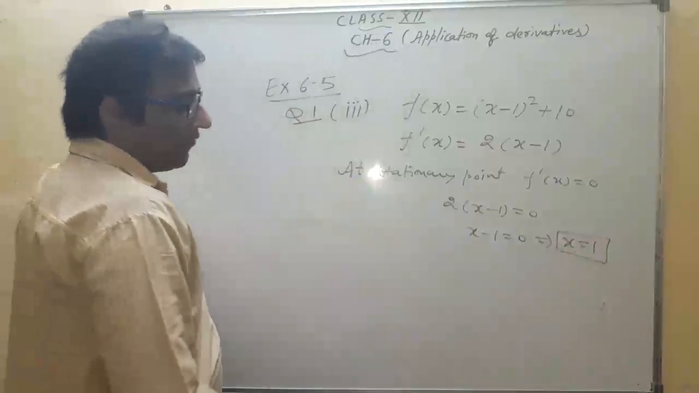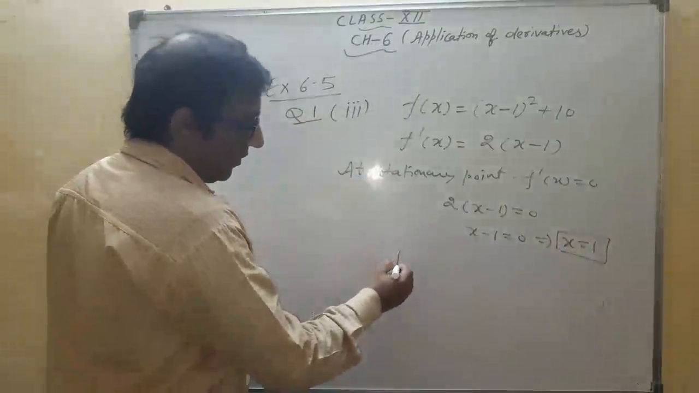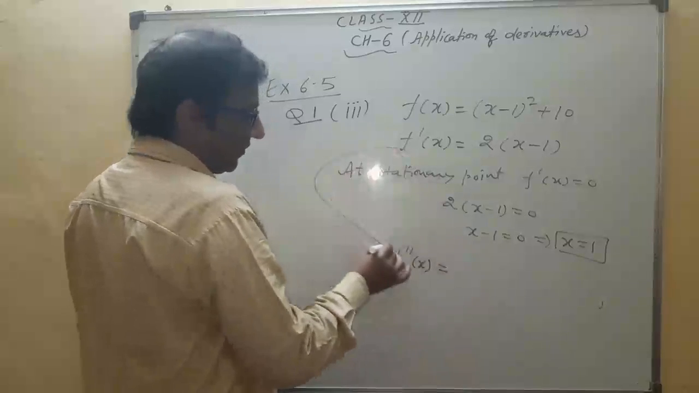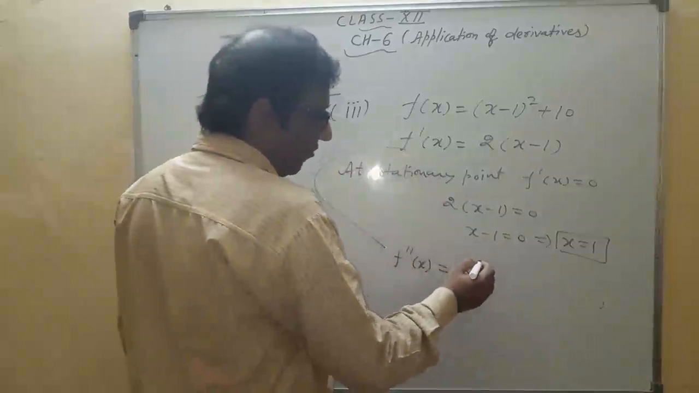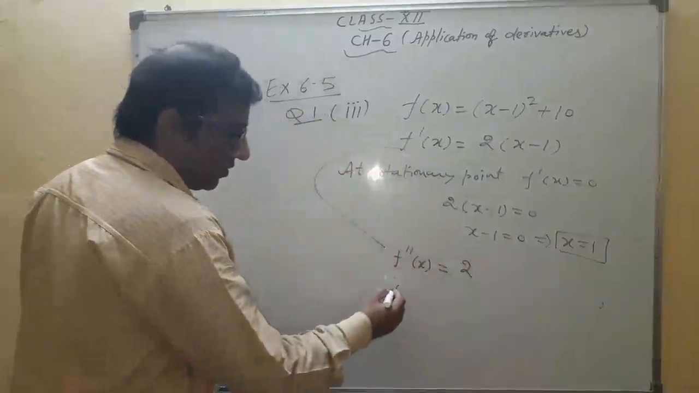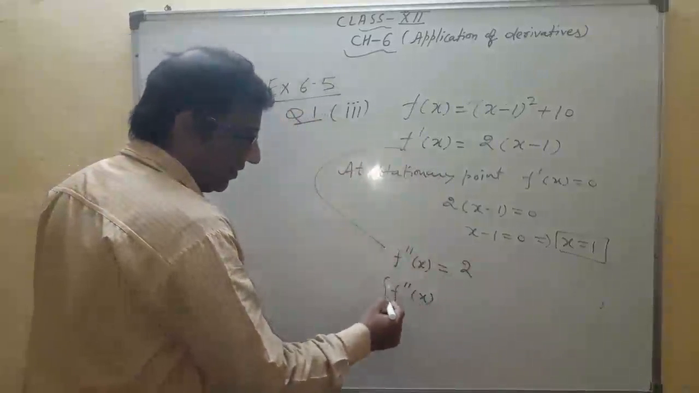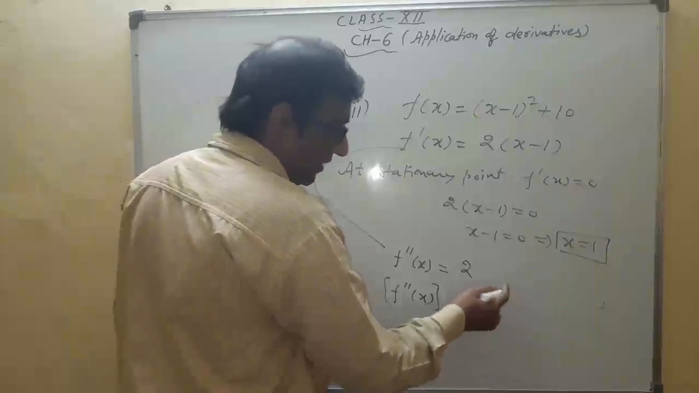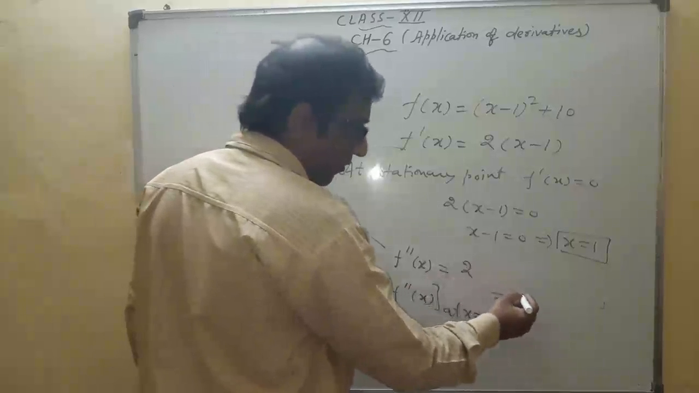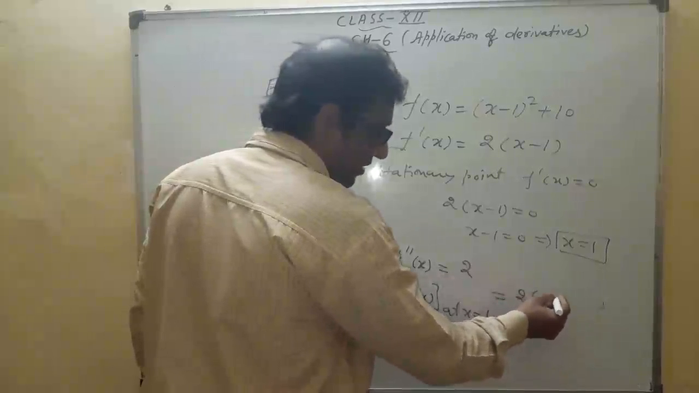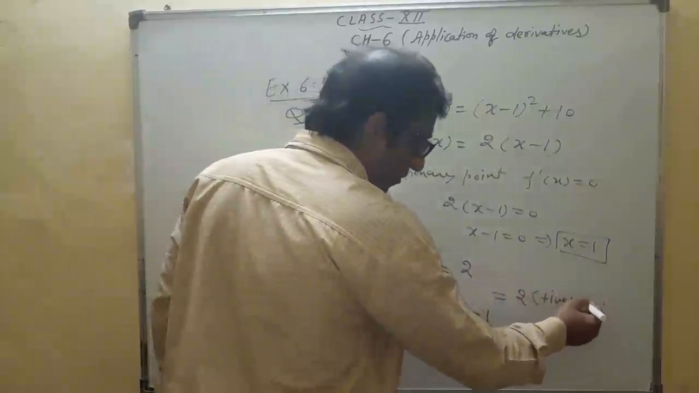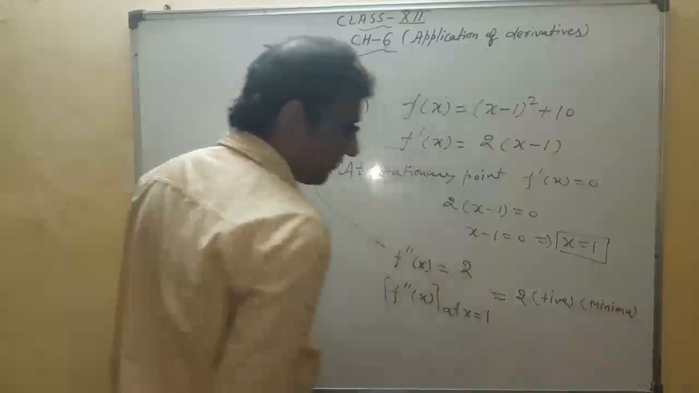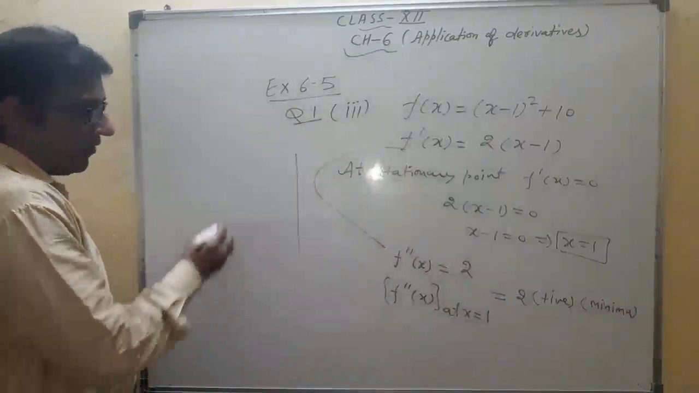Right. After this, we will continue with the second differentiation, and from here we will get only 2. This second differentiation we will check at the value of x, that is 1, but there is no variable, so it remains the same, and we get 2, that is positive. That's why we can say it is related with minima.